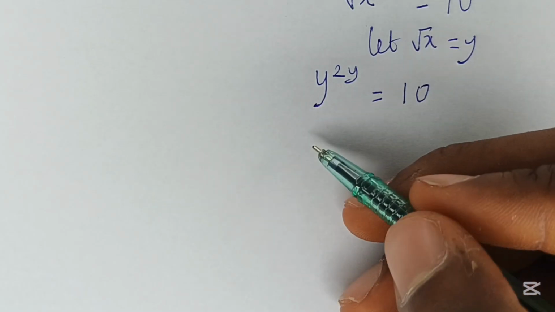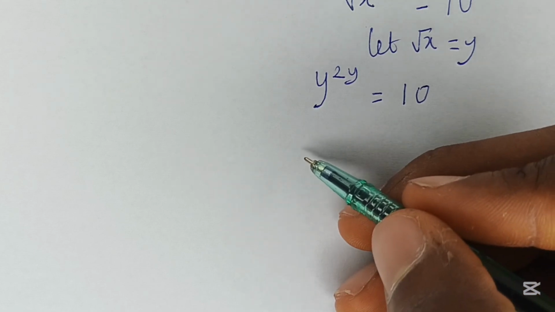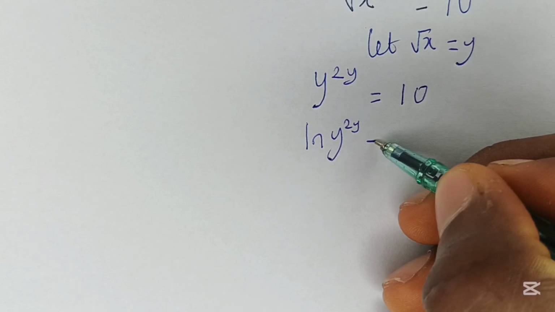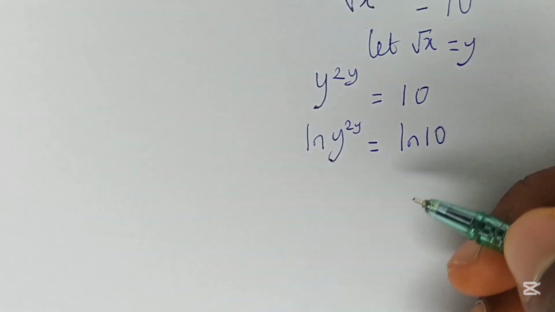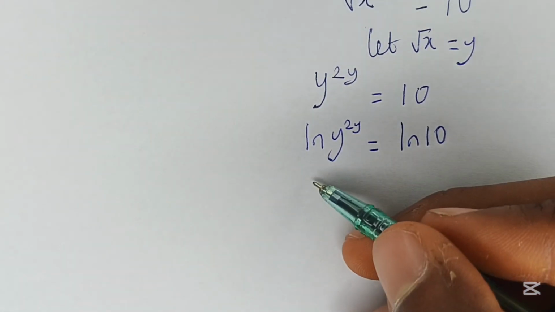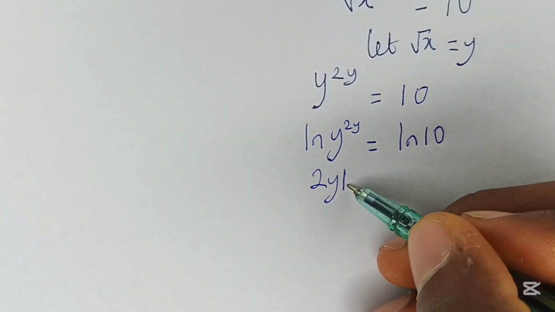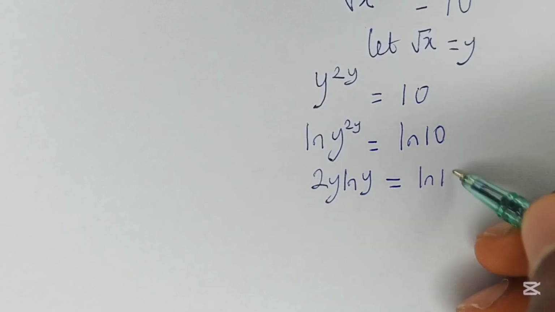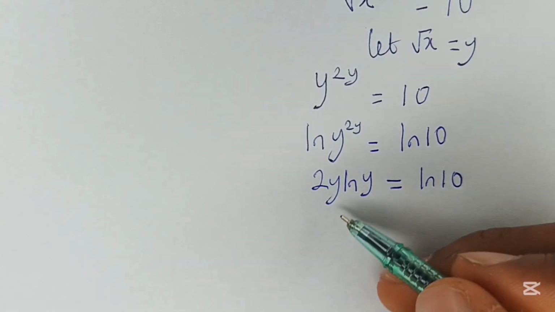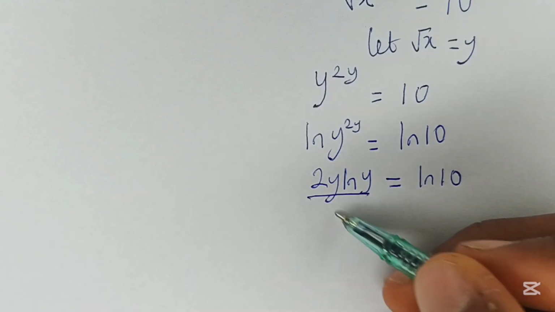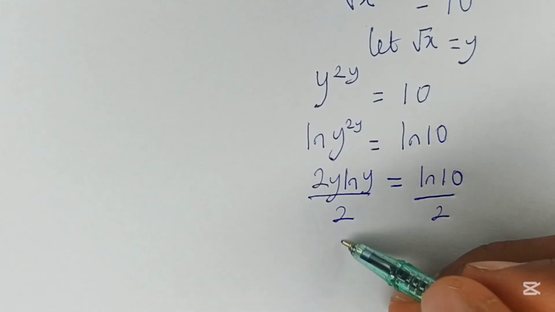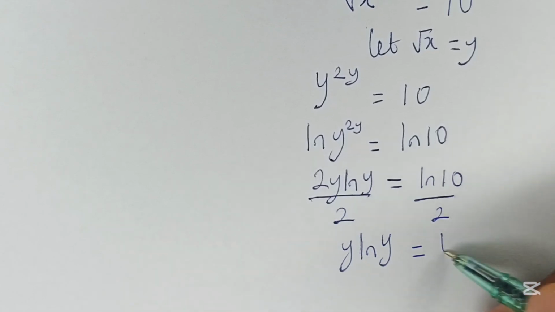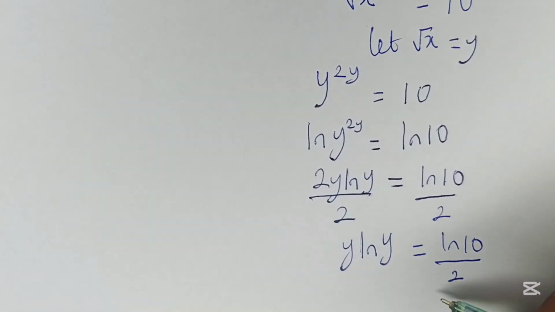At this point, we can now say let's take the natural log of both sides. So we have ln of y to the power of 2y to be equal to ln of 10. Now ln of y to the power of 2y will be the same thing as 2y times ln of y is equal to ln of 10. From this point, you can say let's divide both sides by 2, so that we have y multiplied by ln of y is equal to ln of 10 divided by 2.